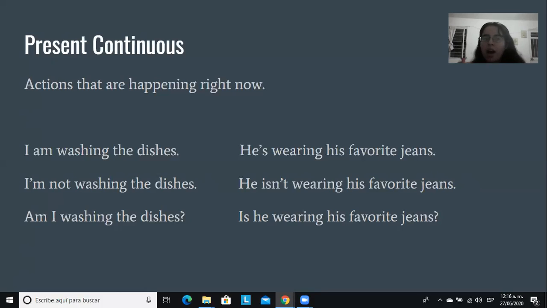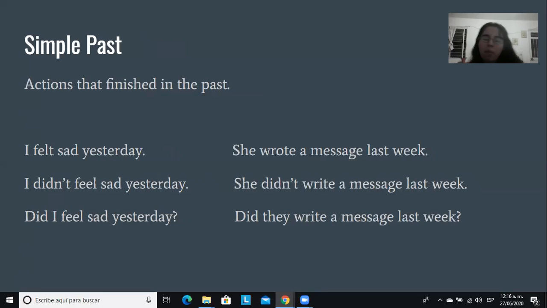Then we have the simple past. The simple past is for actions that finished in the past. So as I was saying, the simple past is for actions that finished in the past. So for example, we can say, I felt sad yesterday. Or in negative, it would be, I didn't feel sad yesterday.